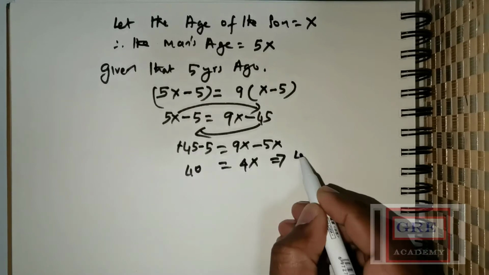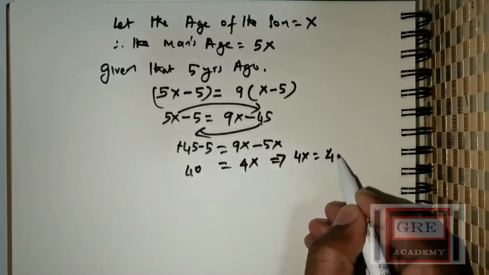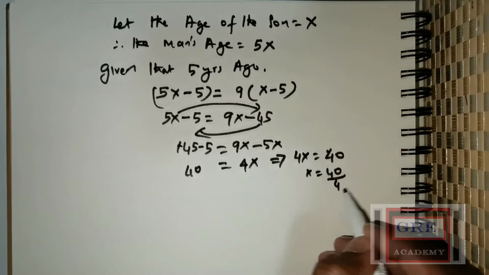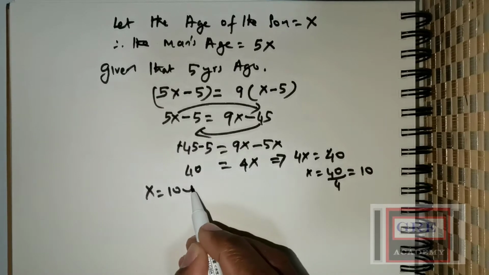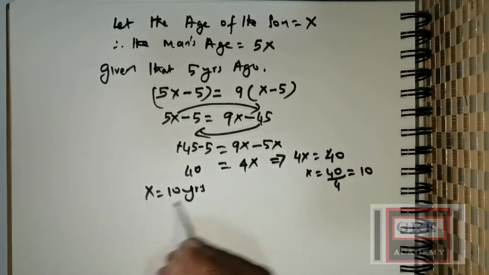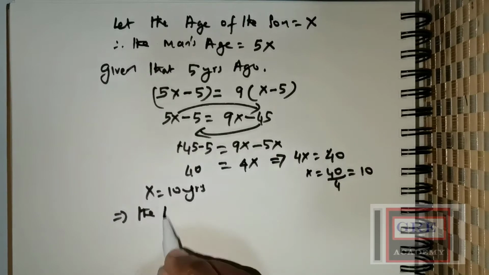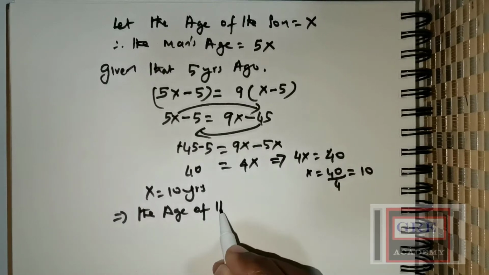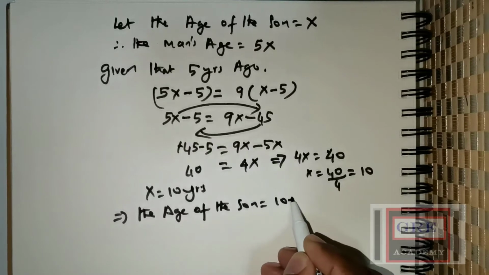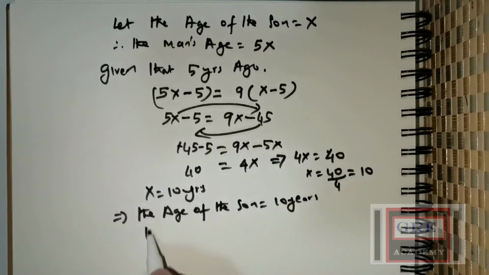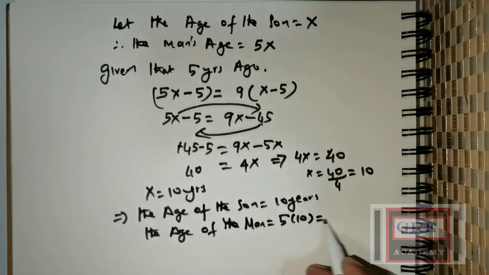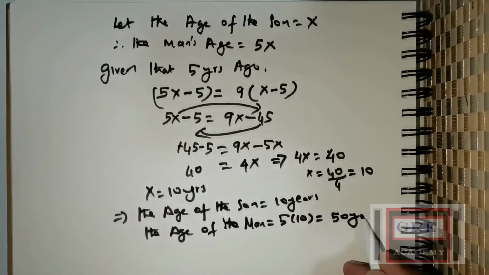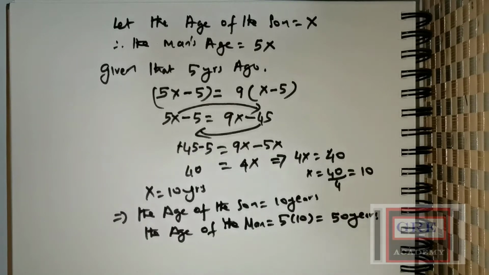So this would mean 4x is equal to 40. Therefore x is equal to 40 over 4, which means 10. So x is equal to 10. So this means the age of the son is 10 years. The age of the man is 5 times 10, which is 50 years. So that completes the solution to this question.